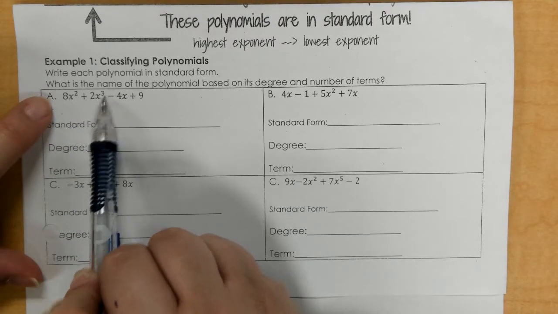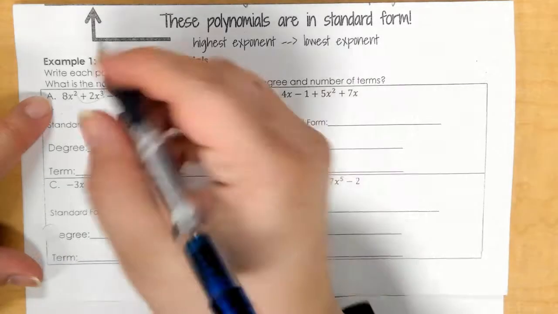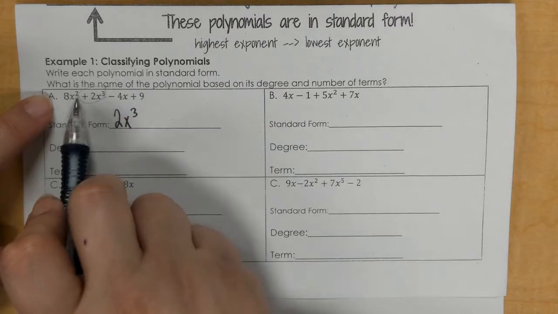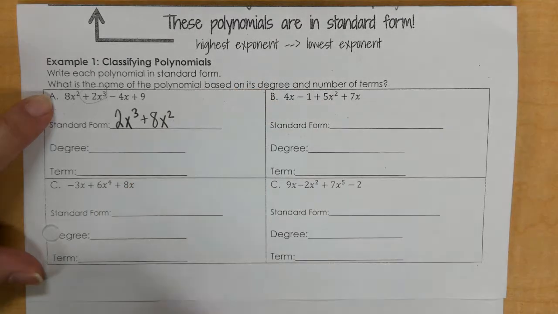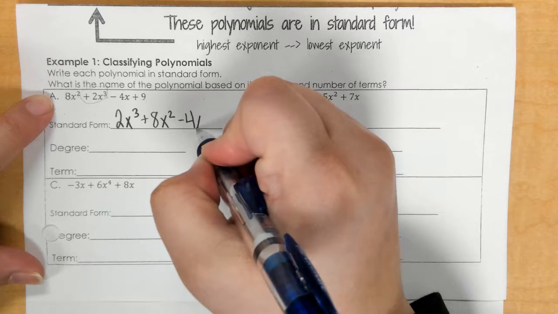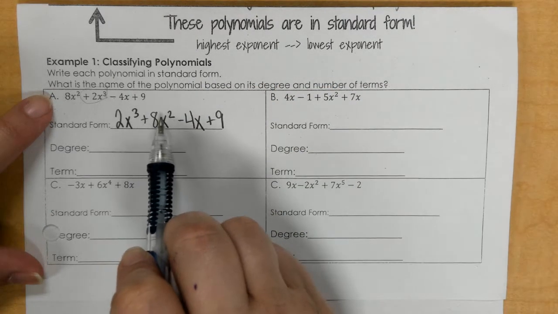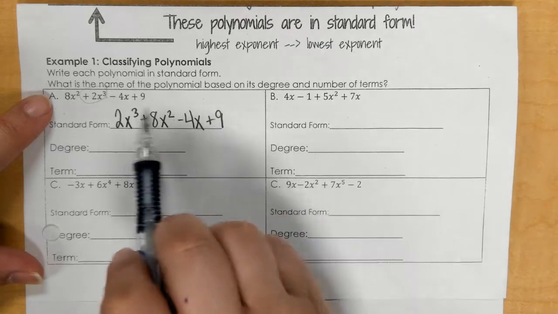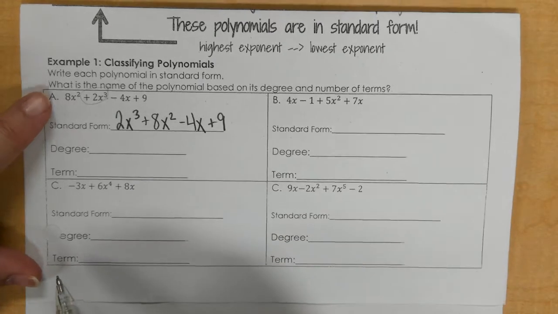So let's look at 3. Okay, there's no other 3, so I'm going to write 2x to the third first. Then my next highest exponent is a 2, which is 8x squared. Then I have a negative 4x. And then my last one is a 9. And I see that we have a 3, 2, 1, none. Okay, so that's going from highest to smallest exponent.